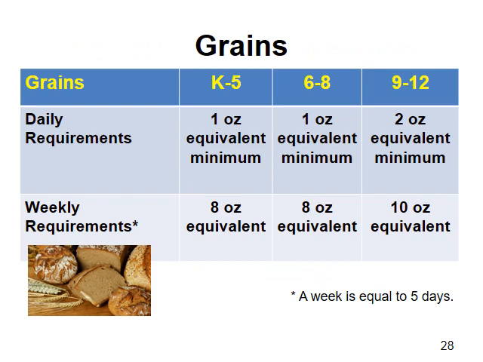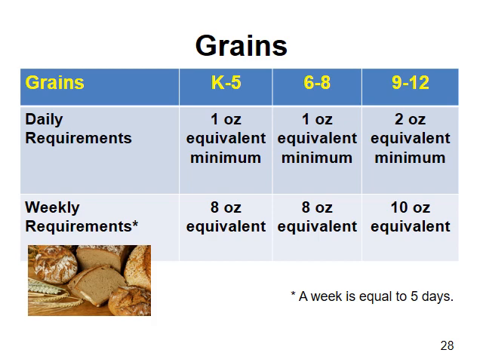The next required food component is the grains component. The minimum daily requirements for grains for grades K through 5 and 6 through 8 is a 1 ounce equivalent. And notice for grades 9 through 12, the minimum daily amount is a 2 ounce equivalent.